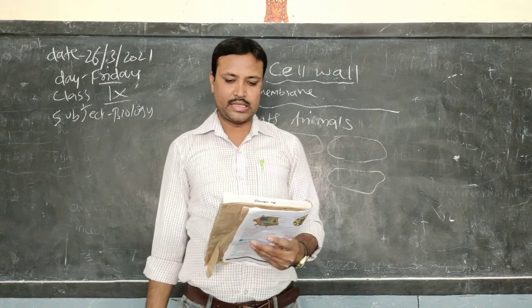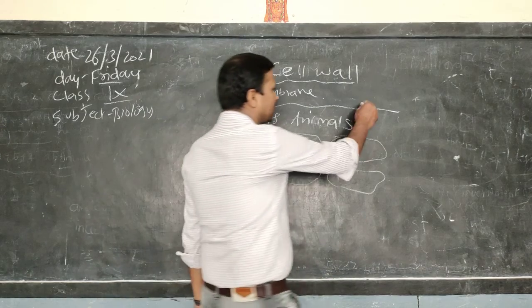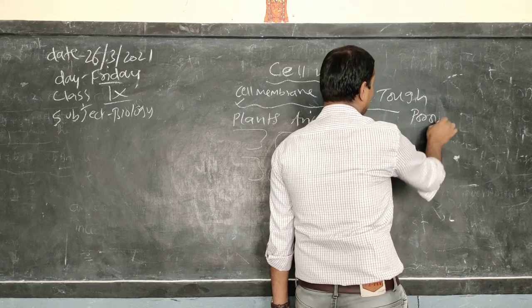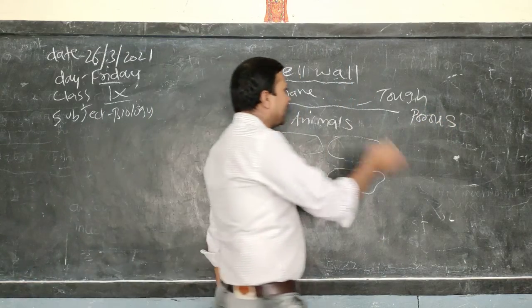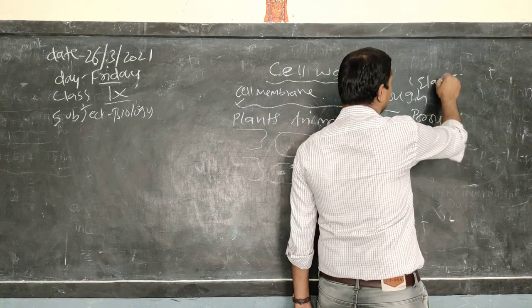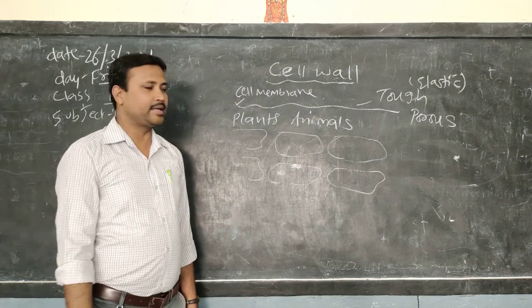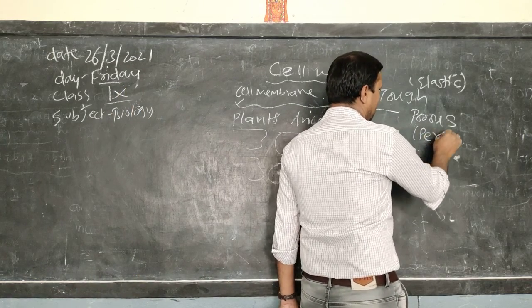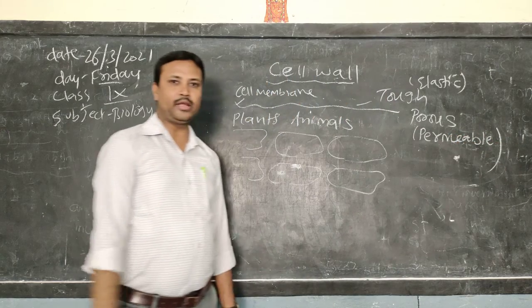Then, the cell wall is a tough but flexible porous layer. As I said, they are tough, very tough and porous. Tough means very hard. They are also elastic, so we can say they are tough or elastic in nature. Then they are porous. Porous means they are permeable.